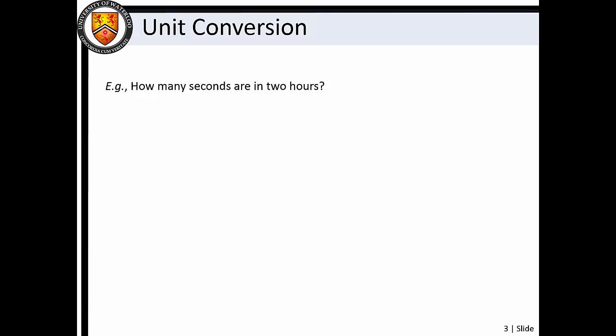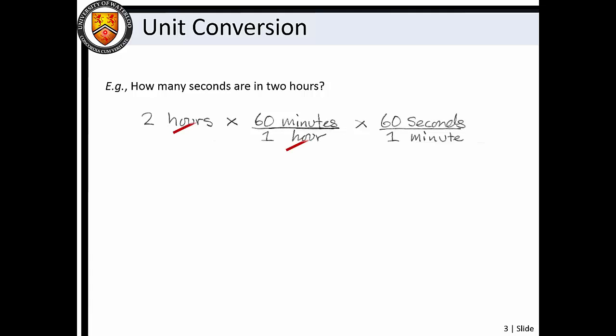In many cases, we have to actively consider conversion factors. For example, how many seconds are in 2 hours? We know that there are 60 minutes in 1 hour, and that there are 60 seconds in 1 minute, so taking the product of these and cancelling units allows us to calculate that there are 7,200 seconds in 2 hours.